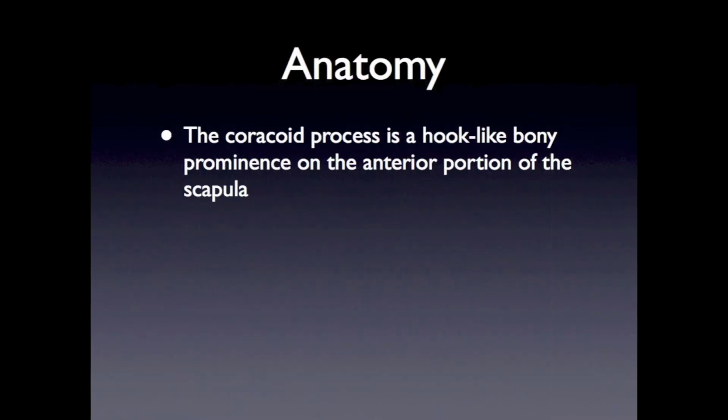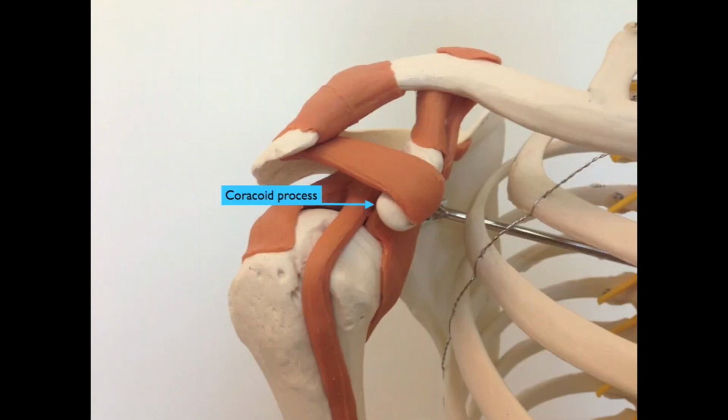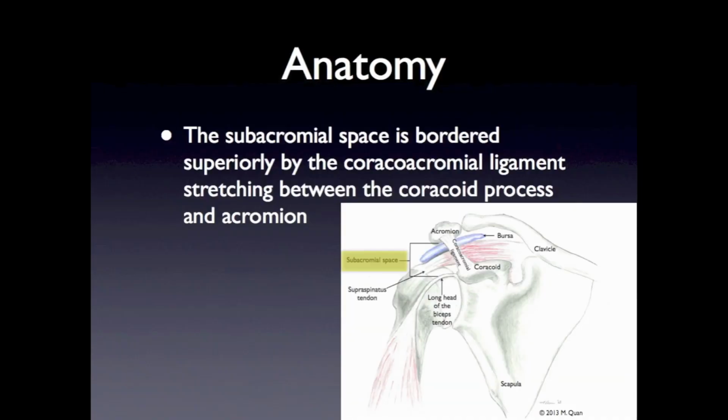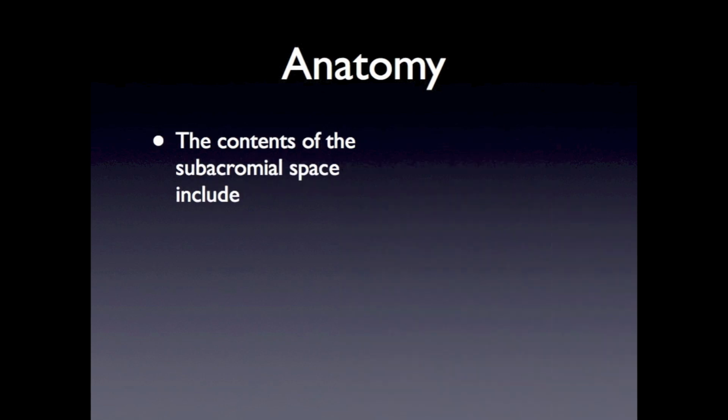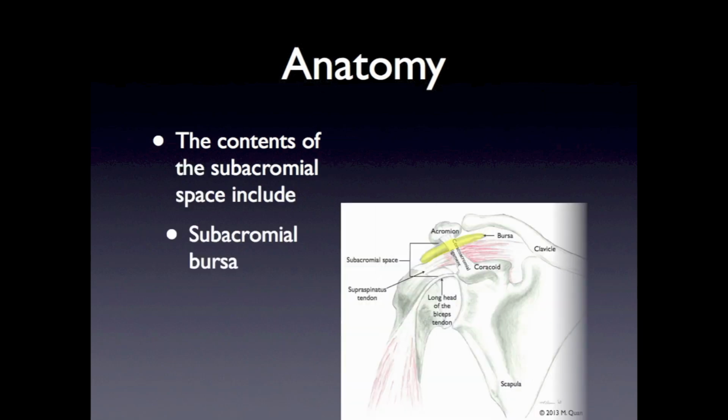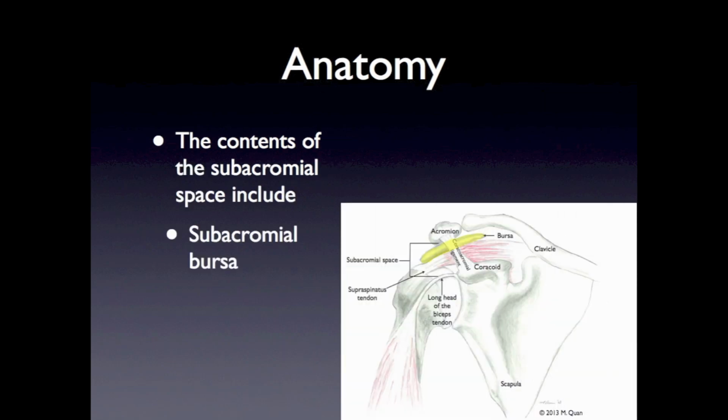The coracoid process is a hook-like bony prominence on the anterior portion of the scapula. The subacromial space is bordered superiorly by the coracoacromial ligament stretching between the coracoid process and the acromion. The contents of the subacromial space include the subacromial bursa and the supraspinatus tendon.